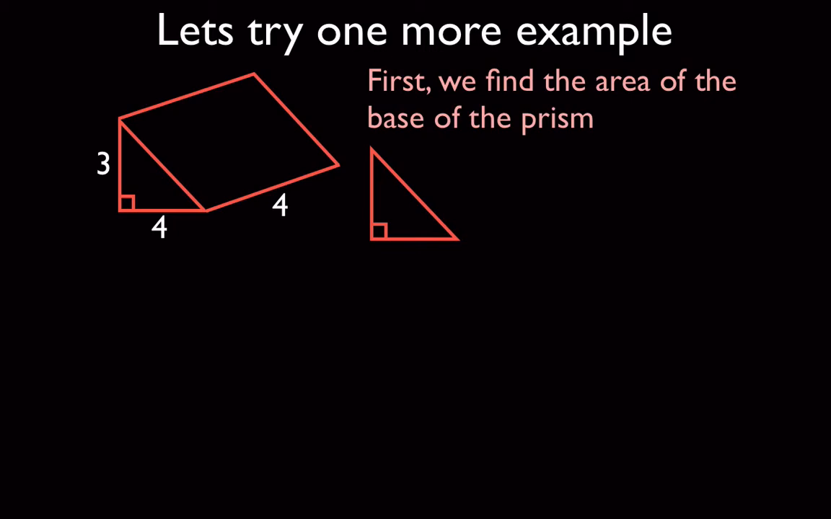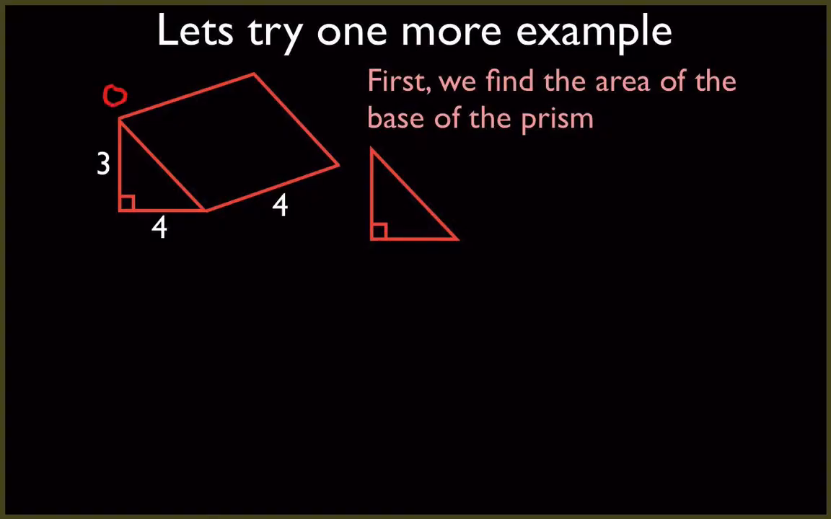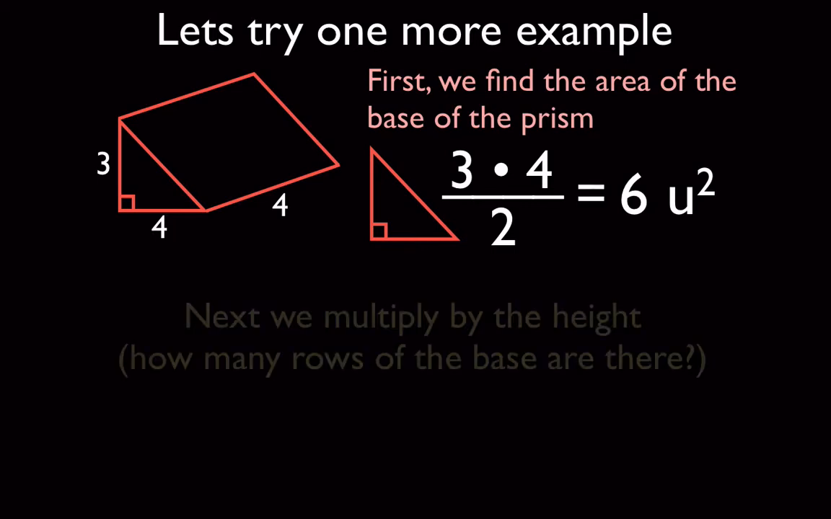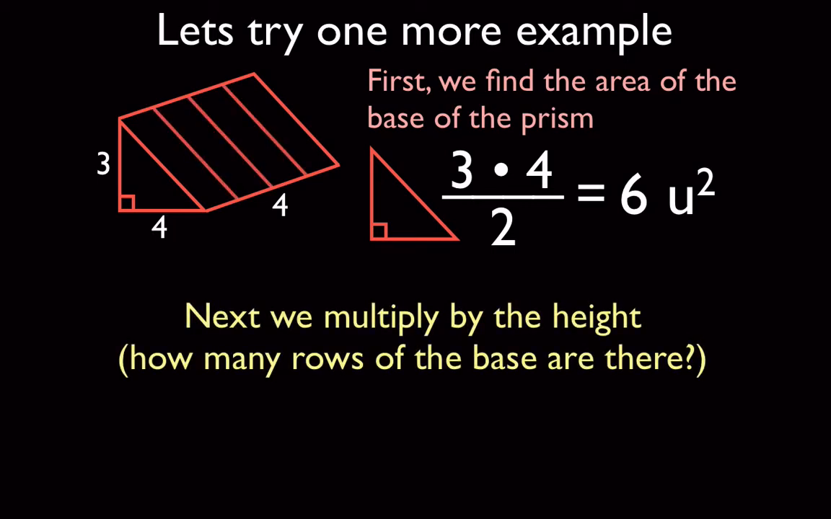Well, the area of a trapezoid is base 1 plus base 2. Remember that on a triangle, base 2 is 0, so it's going to be 3, which is the height, times 4 plus 0, all divided by 2. 3 times 4 is 12, and 12 divided by 2 is 6 units squared. So now we have the area of our base, and now we imagine it being 4 stacks of them. So for each one, it's 6 units cubed, and I'm going to have 4. 4 times 6 is 24 units cubed.